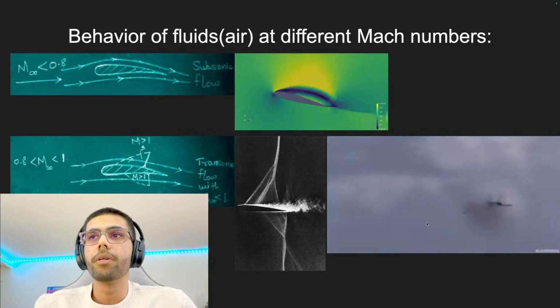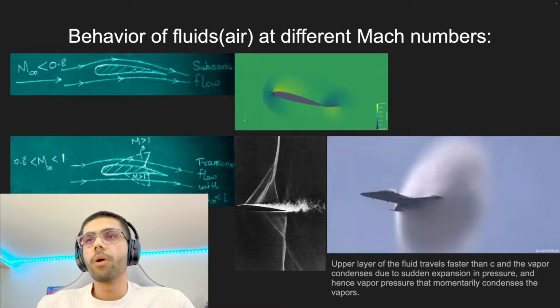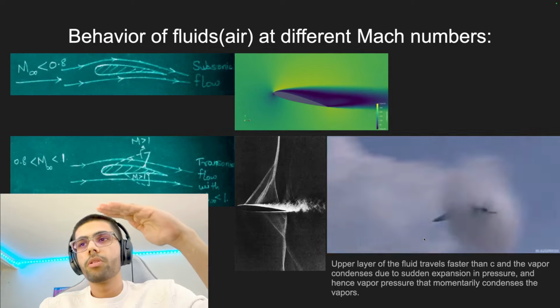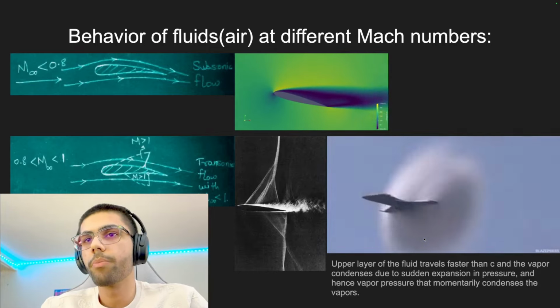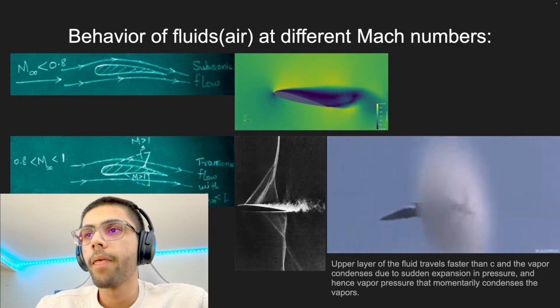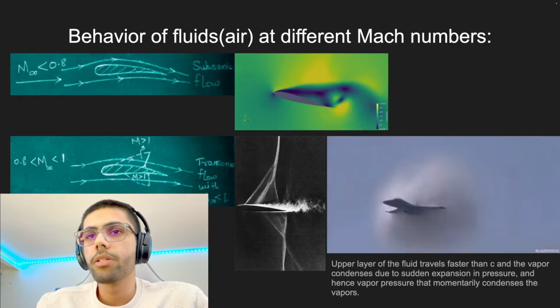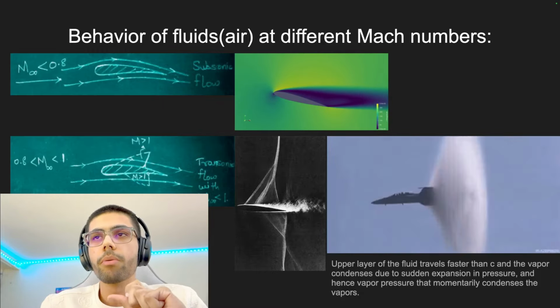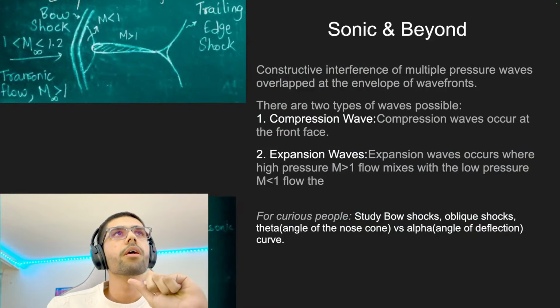You see this vapor cloud. What creates this vapor cloud is that the upper layer of the fluid travels faster than c, and the vapor condenses due to the sudden change in pressure, and hence the vapor momentarily condenses.